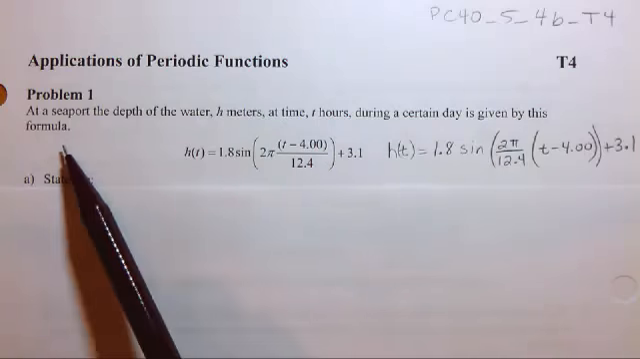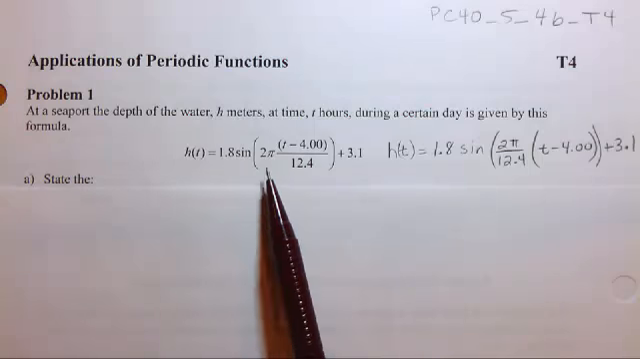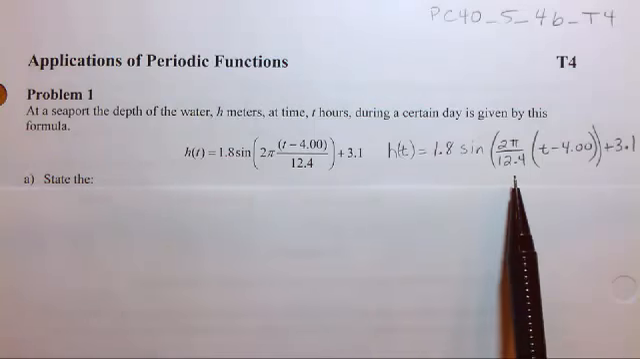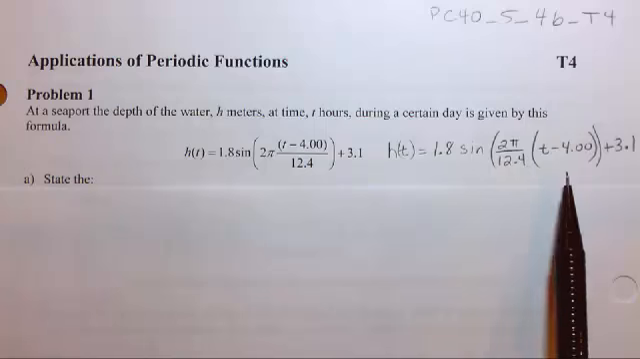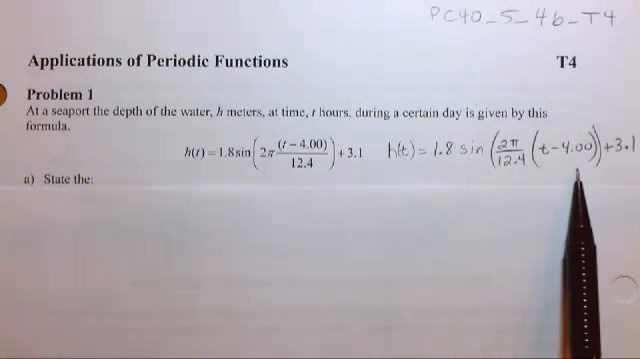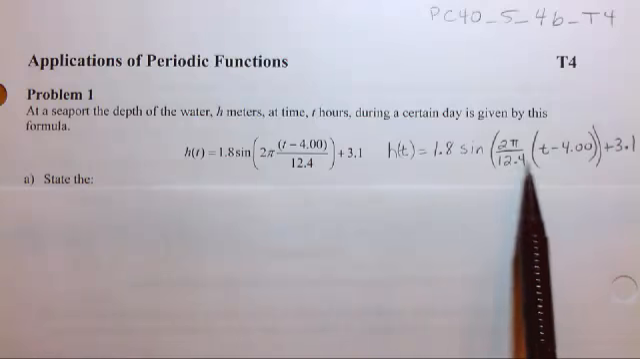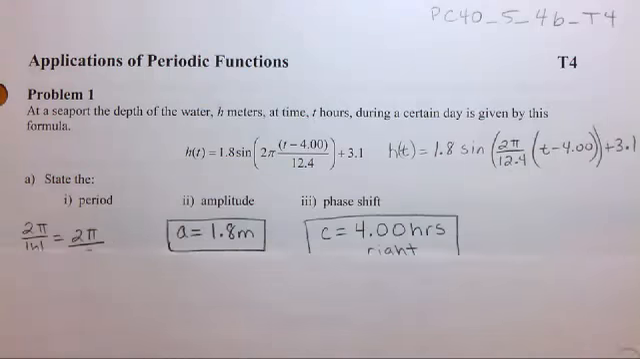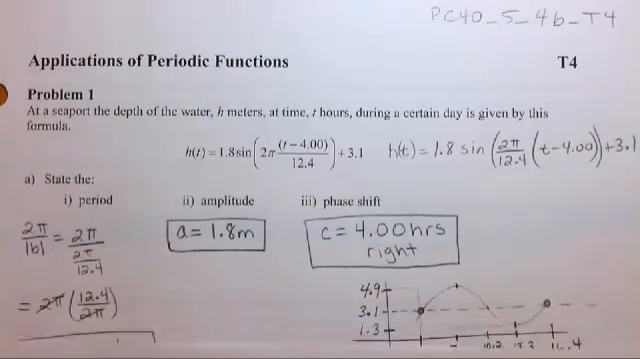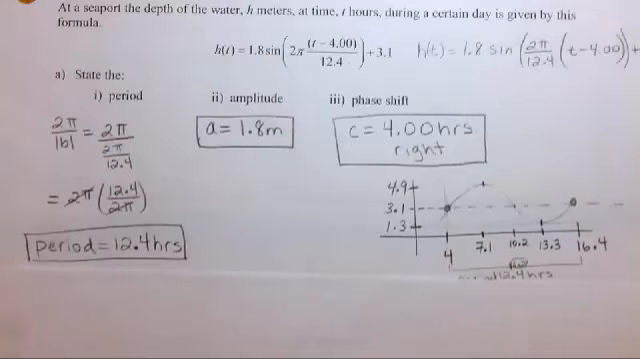given by this formula. You'll notice I'm going to rewrite it just slightly, so that the 12.4 appears underneath the 2 pi, and you can see the c shift a little bit better, and this is actually all part of the b value here. It wants you to state the period, amplitude, and the phase shift.